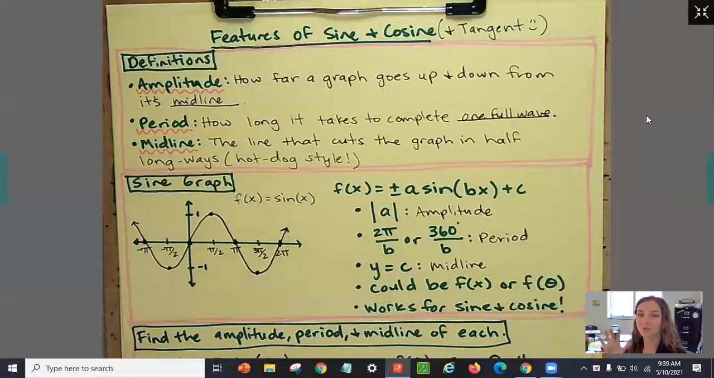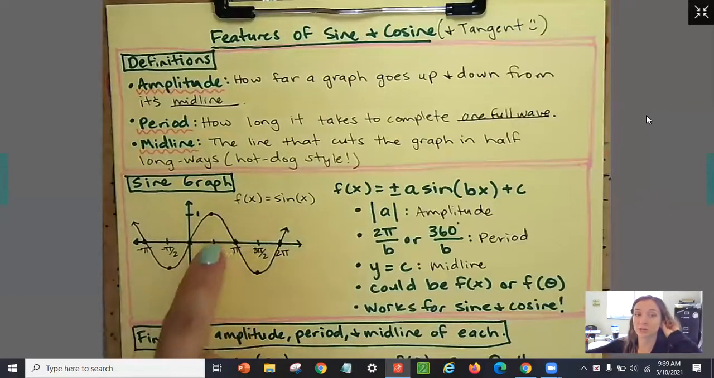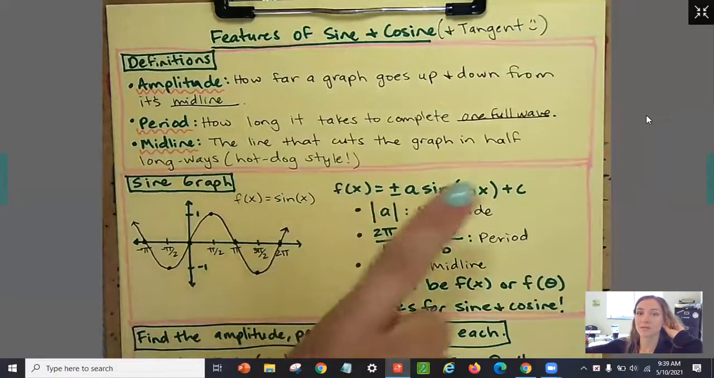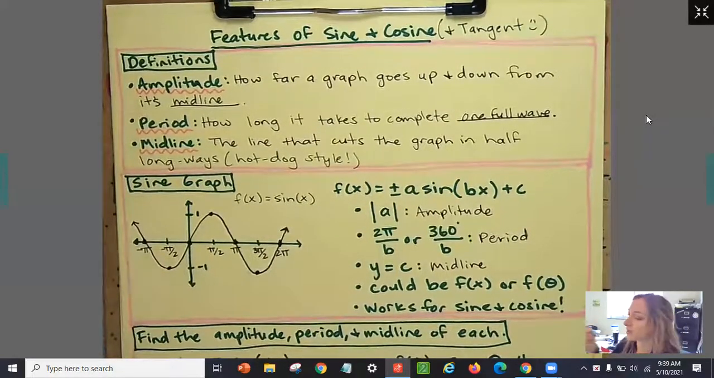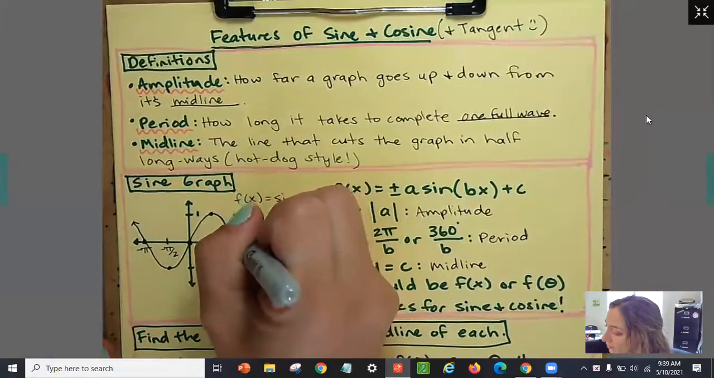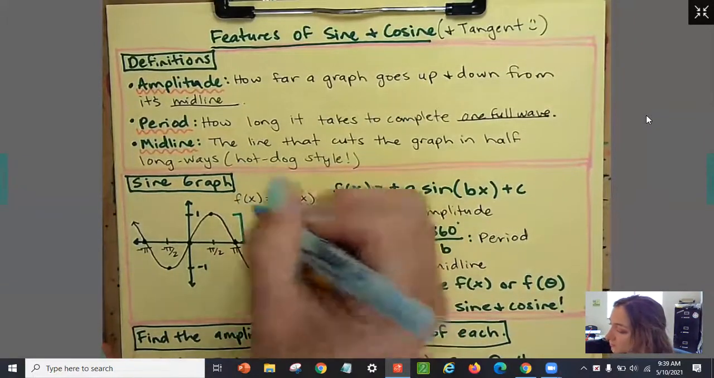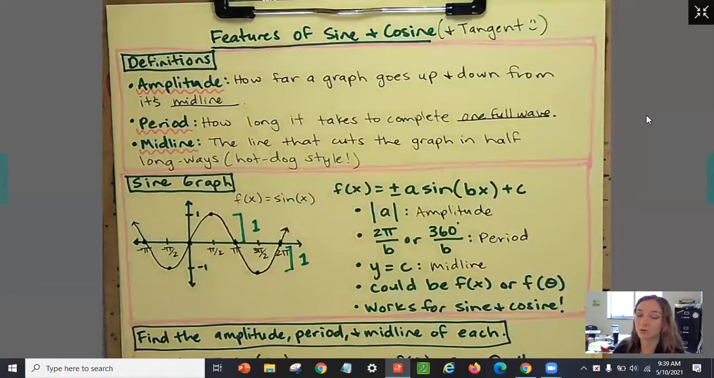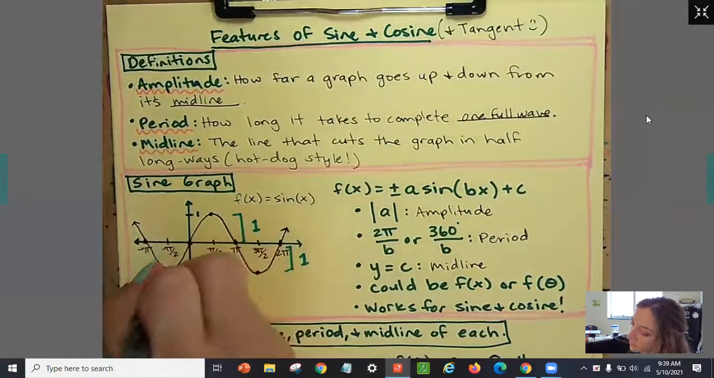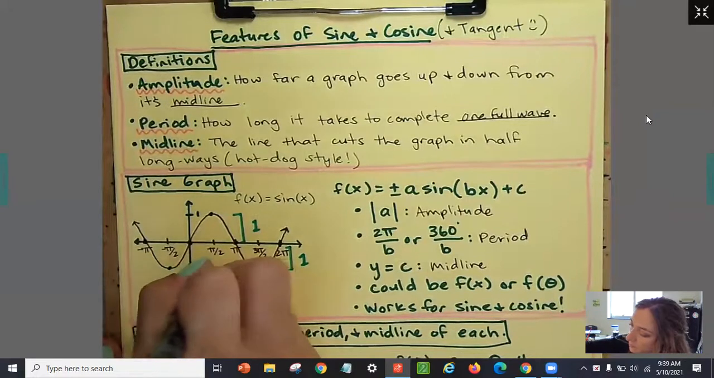So let's just look at the graph and we're going to say what the features are here, and we're going to be looking at what they mean in the actual equations. So let's look here first on the graph. The amplitude is how far up and down it goes from the middle. So you can see this one is going up one and down one. So this one has an amplitude of 1. So let's just write this out. Amplitude is 1.